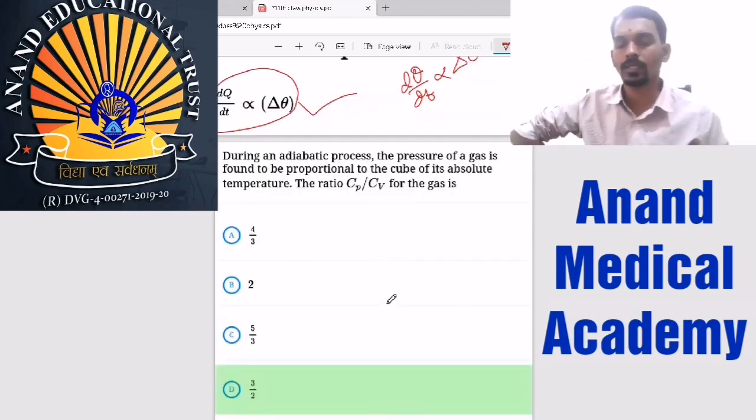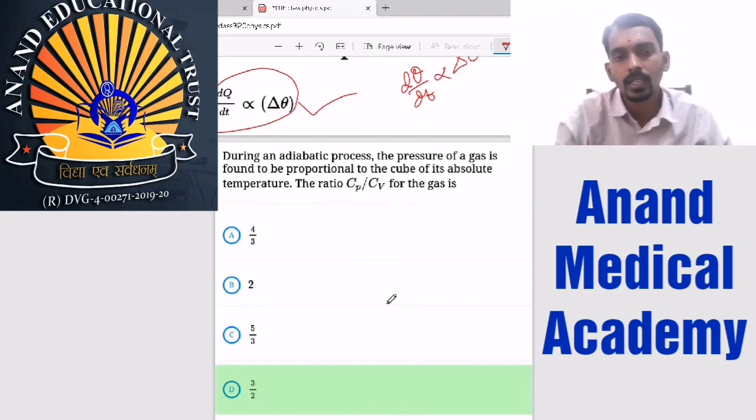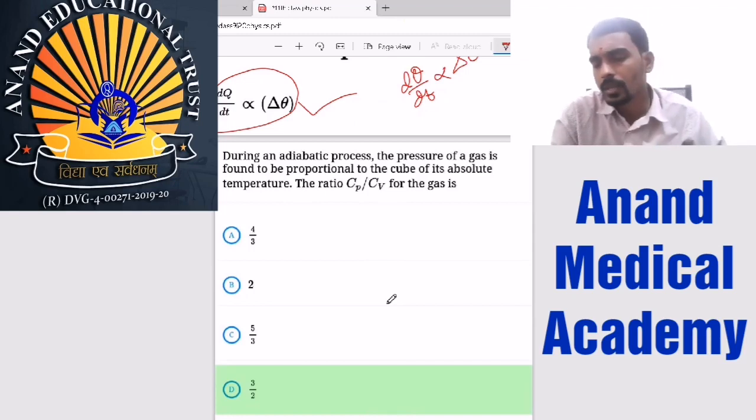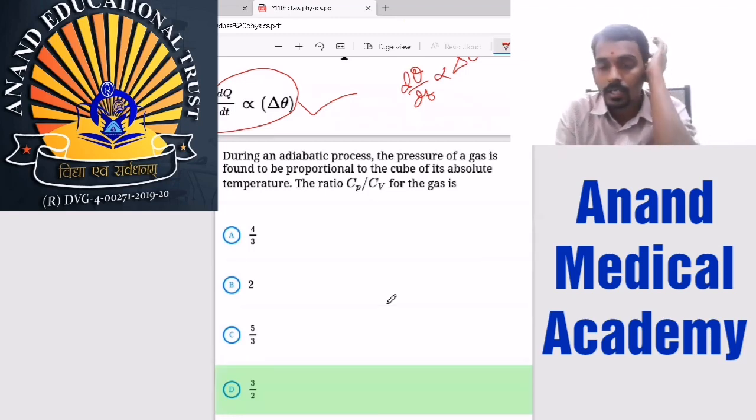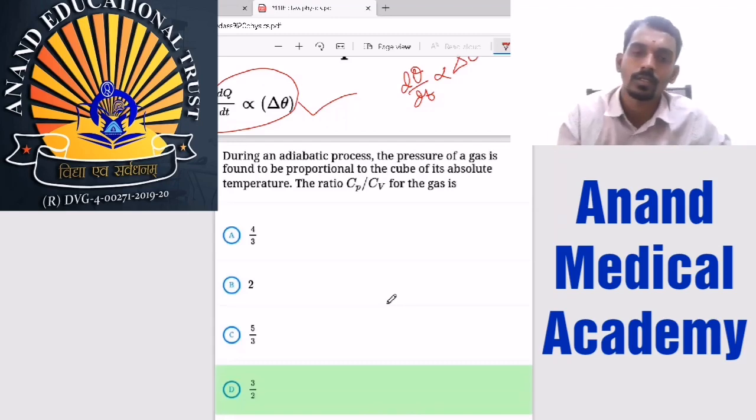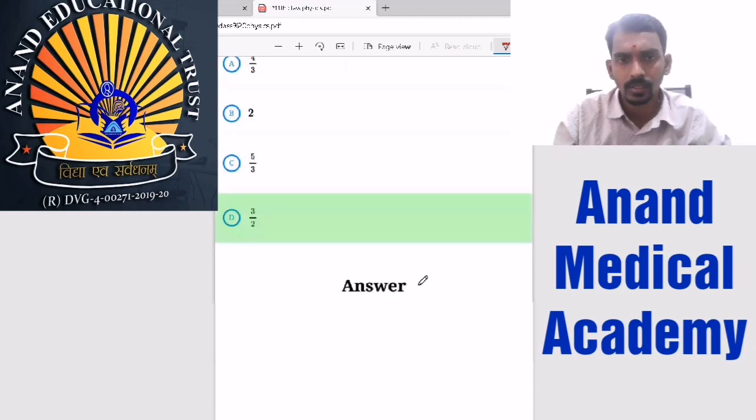Now in thermodynamics, they can ask based on any thermodynamic process, like here during an adiabatic process they are telling. So any process they can ask. We cannot be sure about this process or that process. So the ratio of Cp by Cv means gamma.